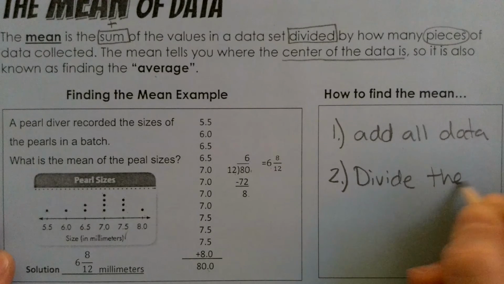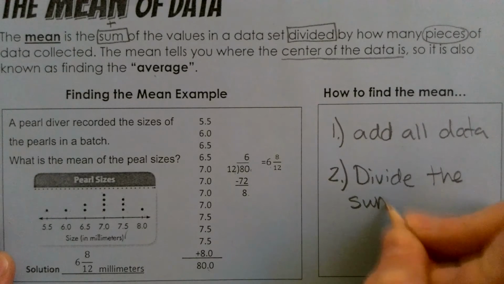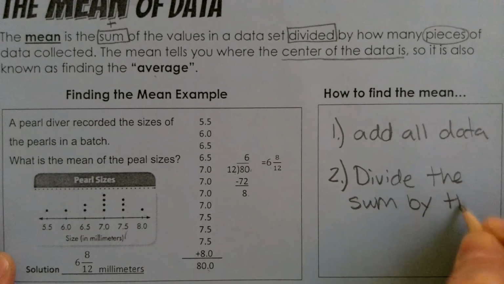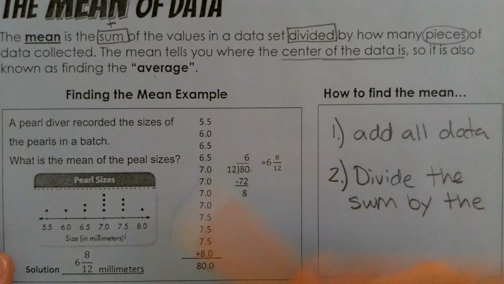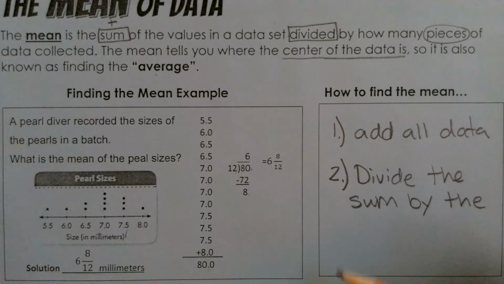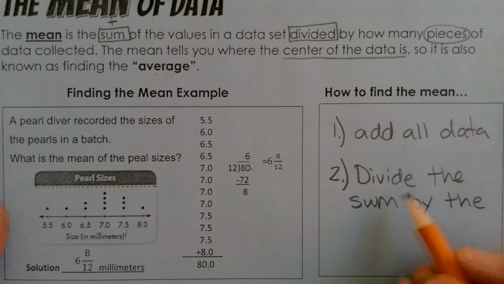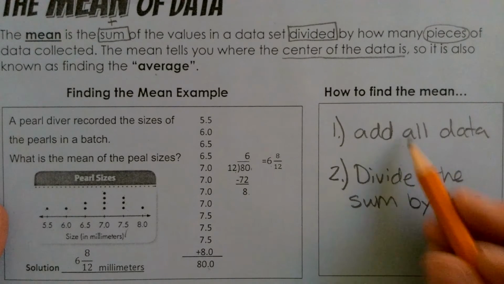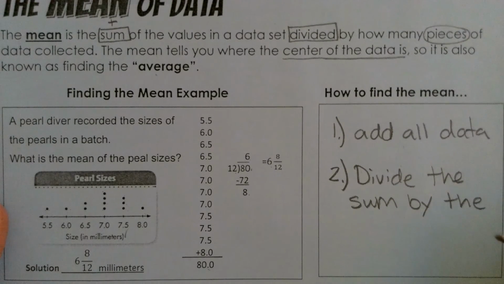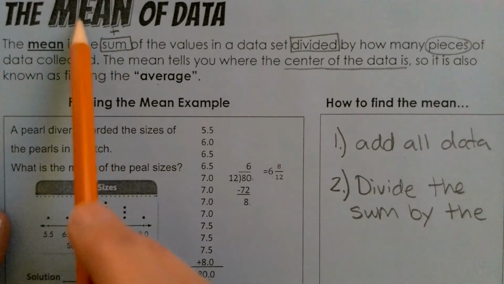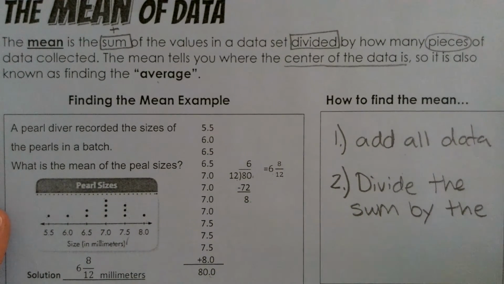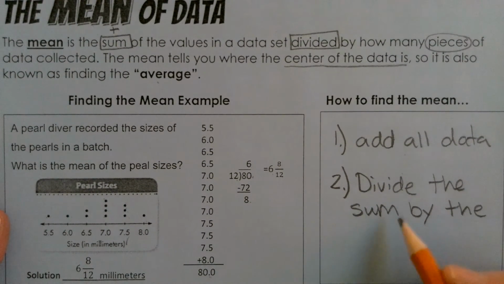the sum by the amount of data, the number of pieces of data, how many data points. You could say this in many different ways. So I'm going to try and say it the shortest, since these are supposed to be quick, easy steps for us to remember for finding the mean. I always joke that finding the mean is well named because it's more of the lengthy process than any of the other aspects when we're analyzing data.